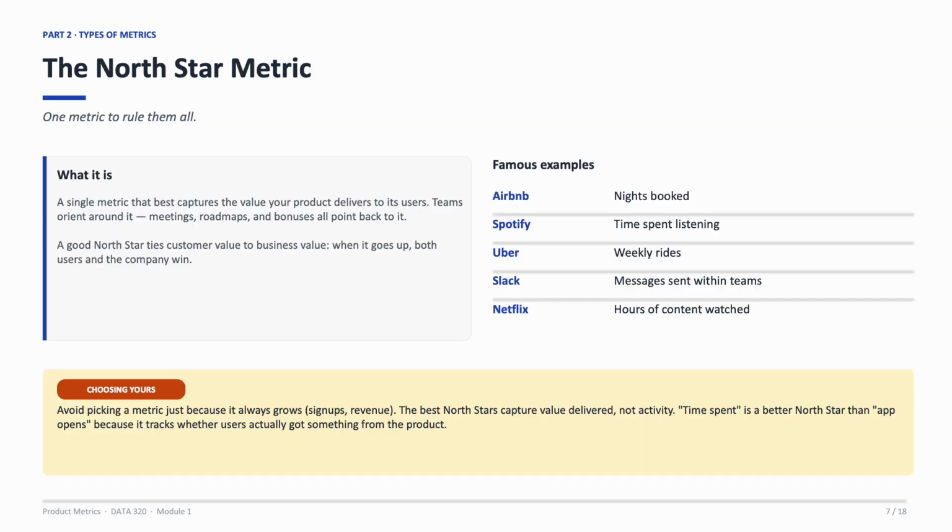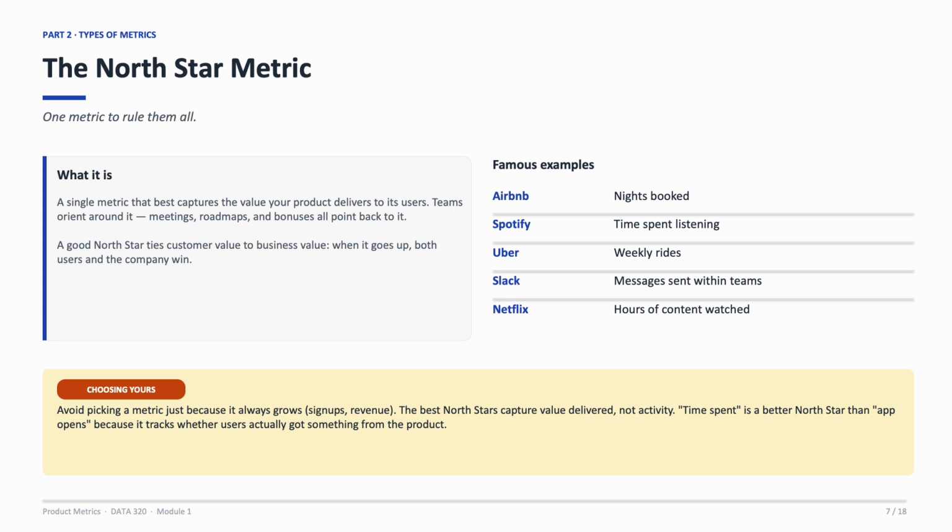The North Star metric is a relatively new concept. It became popular in the 2010s, especially with big-scale tech companies. The core insight: if your team is staring at 50 different metrics, no one knows what to prioritize. So pick the one number that, if it rises, means the product is actually working.